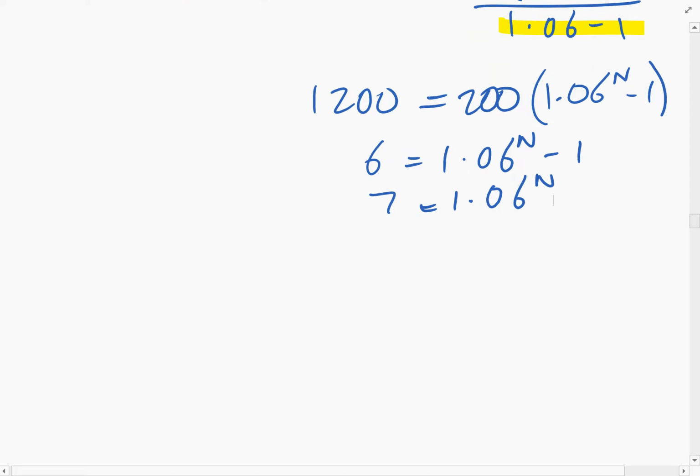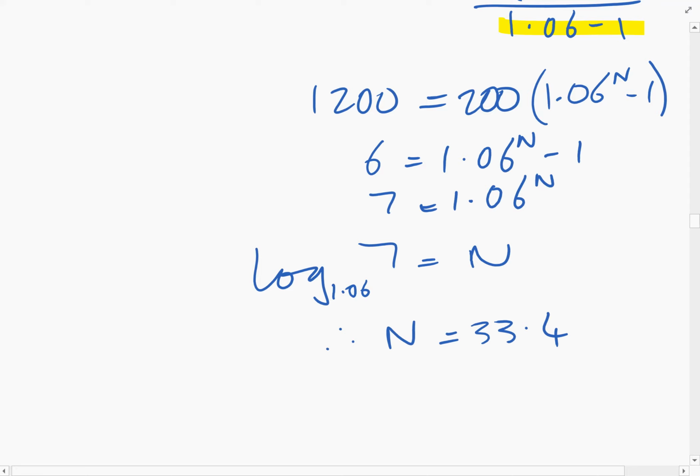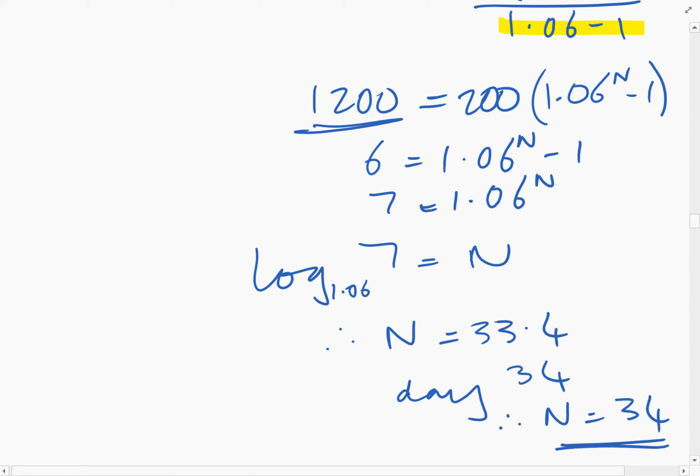And now we're going to need to use logarithms to find n. So if we do log of 7 to the base 1.06, that will give you the value of n. So type that into calculator, you should get n equals 33.4. So that means, let's just read the wording carefully. It says he reaches a total of 1200 kilometers on day n. So on day 33, he won't have reached 1200 kilometers, so he will only reach 1200 kilometers on day 34. Okay, so it's day 34, so therefore n needs to equal 34. So that's your final answer for that one.